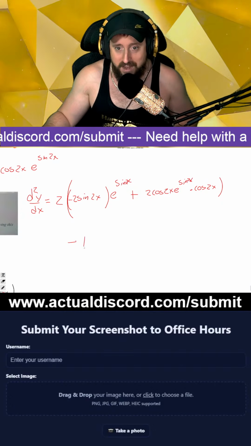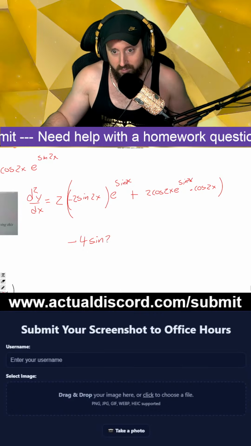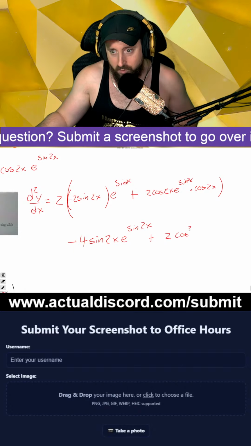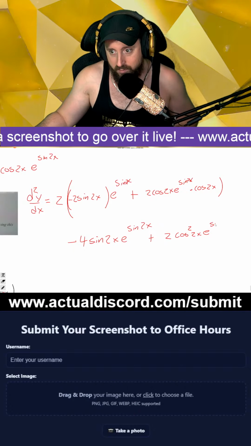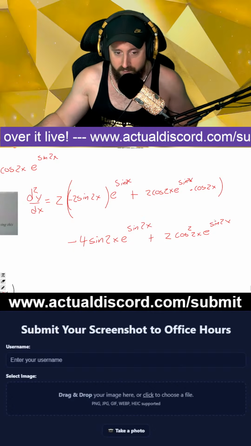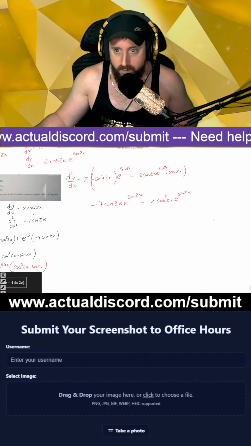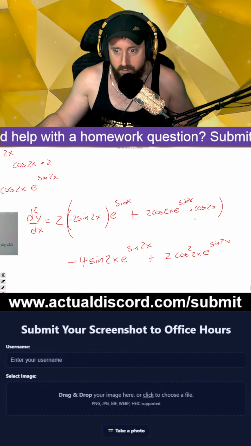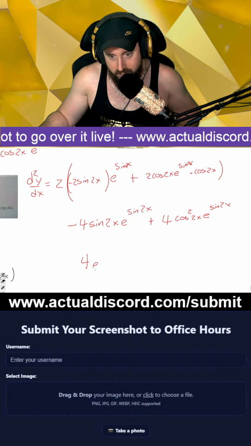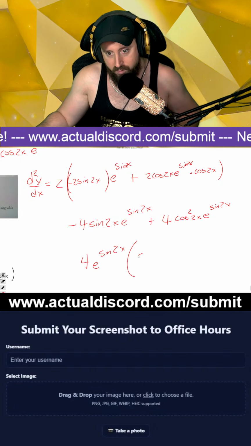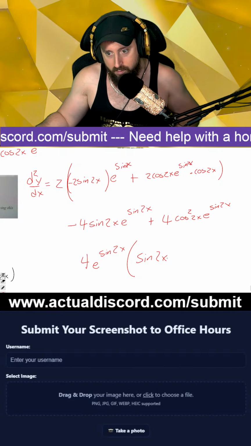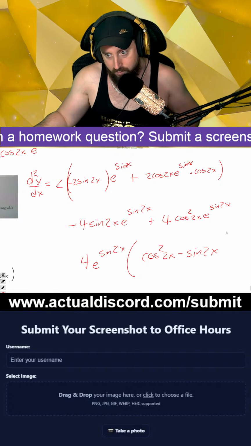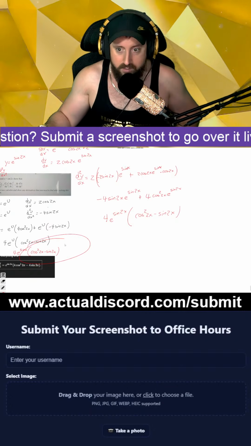Okay, so now this is negative 4 sine 2x e to the sine 2x plus 2 cosine squared 2x e to the sine 2x, which is the same thing as pulling out this. And I'm missing a 2 here, sorry. This is 2 e to the sine 2x times cosine squared 2x minus sine 2x. Is that the same thing? It is. Yes, cool. Yes, we did it.